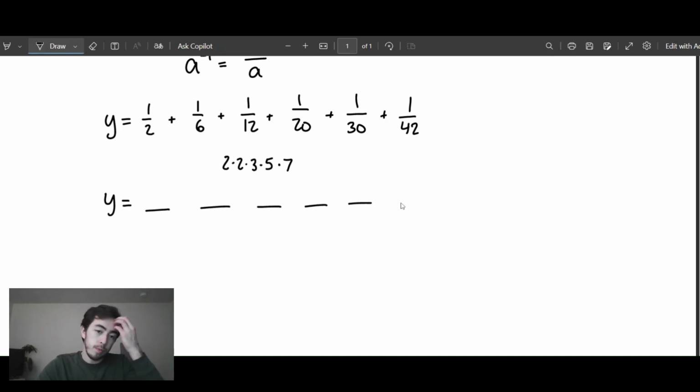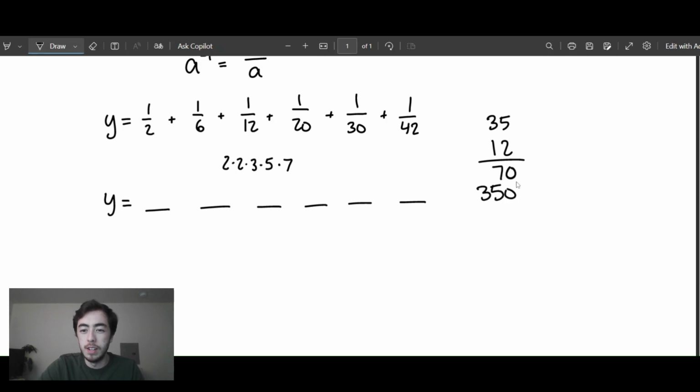Okay. Let's see. Well, 2 times 2 times 3 was 12. And then 5 times 7 is 35. And so doing this multiplication really quickly, well, that is 350 plus 70. So I'll do 420. Cool. So all of these deserve a 420 in the denominator. And now I need to choose the correct numerators before I add them all up.